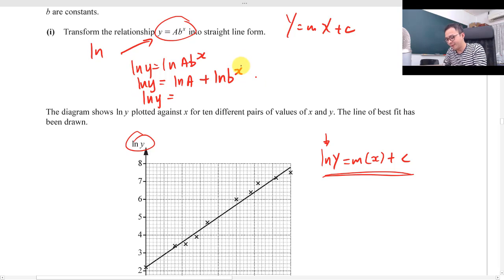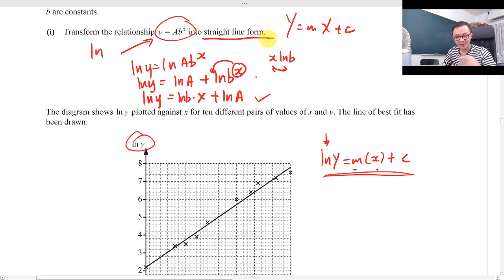Then the power x we can move to the front, but because I want mx, this will give me x ln b, but I will swap them to become ln b x. Because it's the same, you imagine a multiply b and b multiply a, basically both of these are the same thing. So plus ln a. So this is the so-called straight line form.